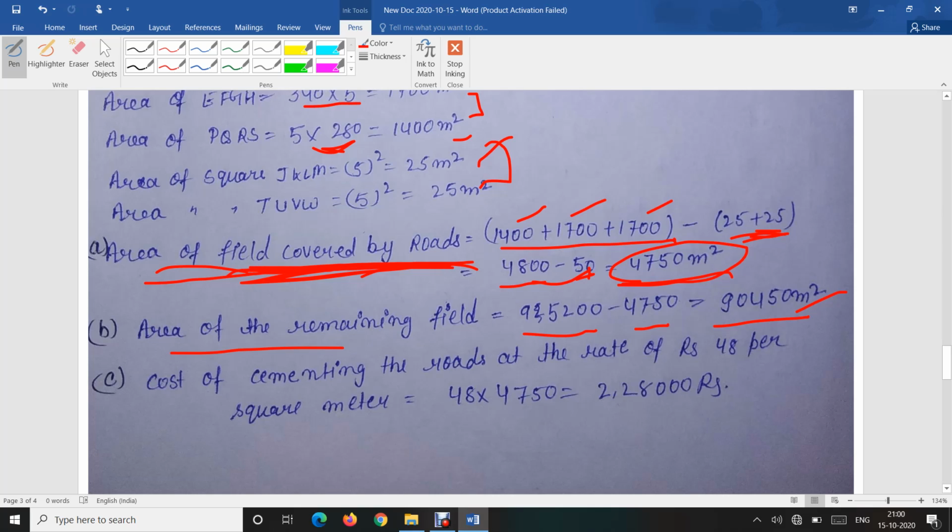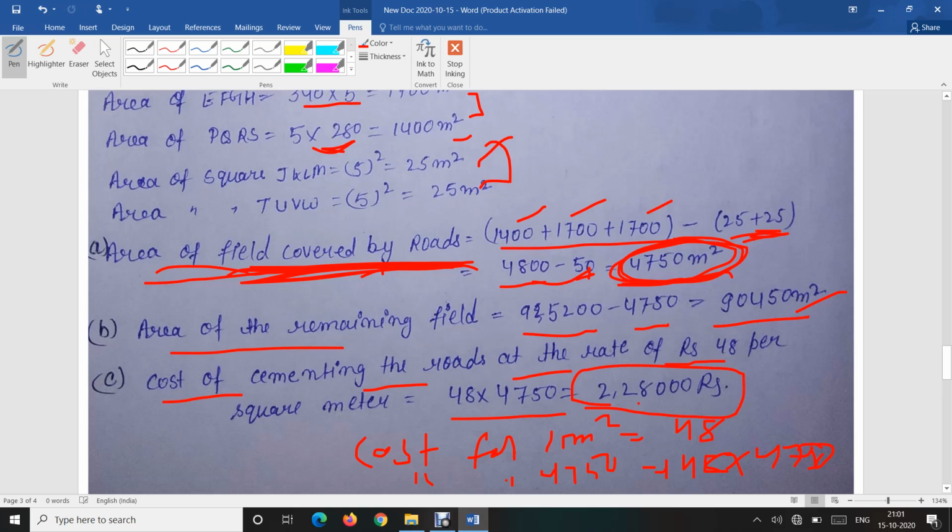You already have found the area of the roads is 4,750. If the cost for 1 meter square is 48, then cost of 4750 is equal to 48 multiplied by 4750, which gives 2,28,000 rupees. That means cost of cementing the roads at the rate of 48 per square meter is 2,28,000 rupees. Hope you understand this question also.